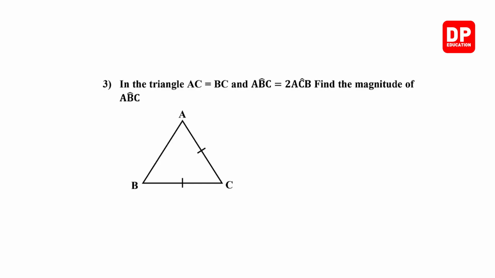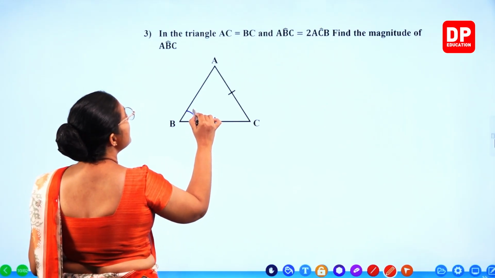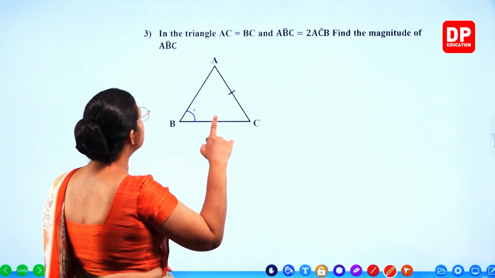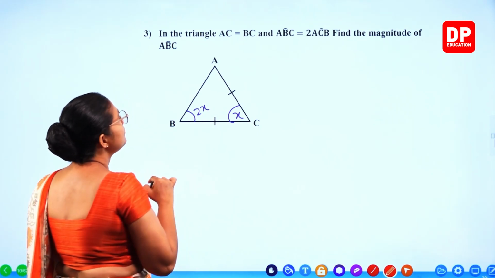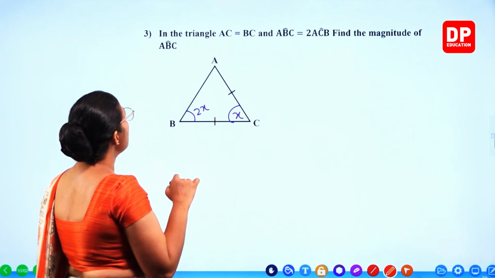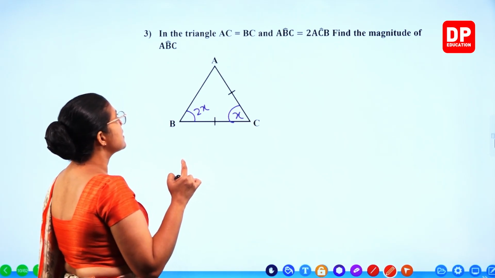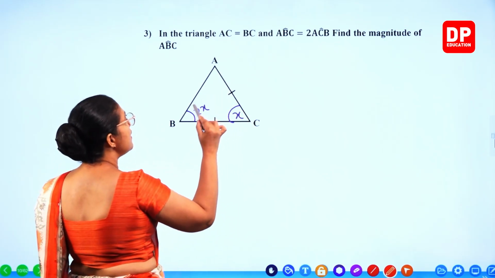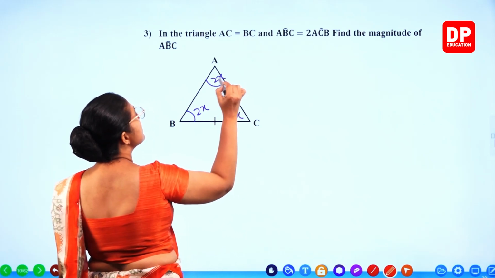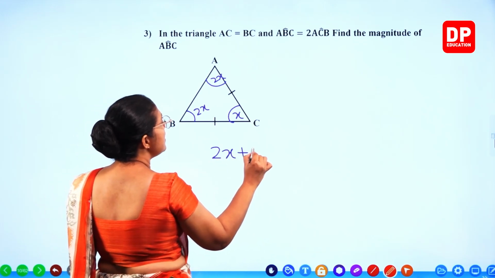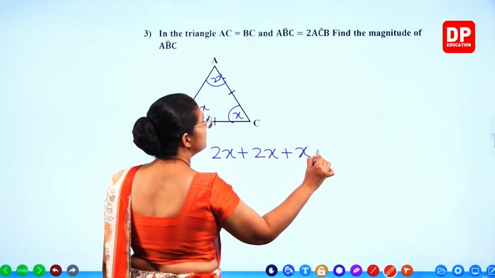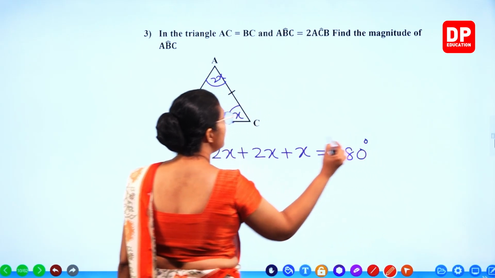Question number 3. In the triangle AC is equal to BC and angle ABC is equal to 2 times angle ACB. If this is x, this is 2x. Find the magnitude of angle ABC. That means 2x. So this is an isosceles triangle. If this is 2x, this is also 2x. Then we know the sum of angles of a triangle is 180. So you can add all the angles.